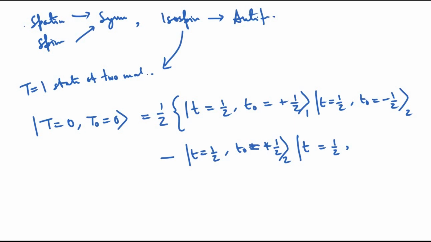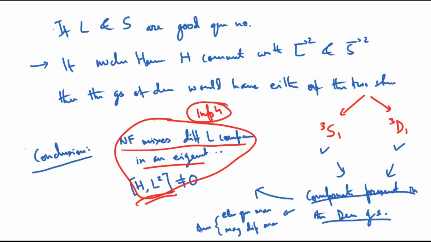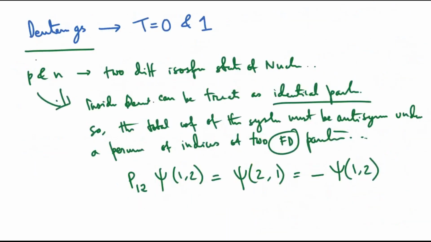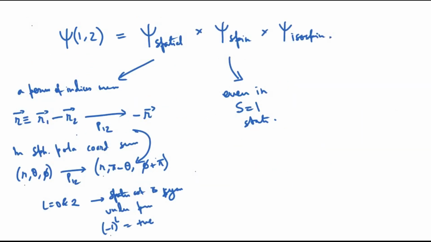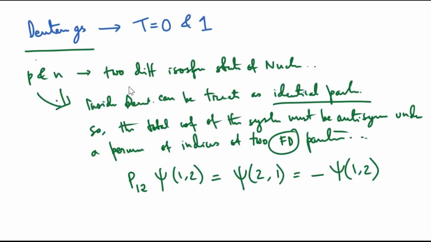Just a second. So any questions till now? What we have considered? So basically we are considering a different argument for finding the ground state isospin of deuteron, right? So we have already considered the fact that both proton and neutron are two different isospin states of nucleon, and so they can be considered as identical particles.